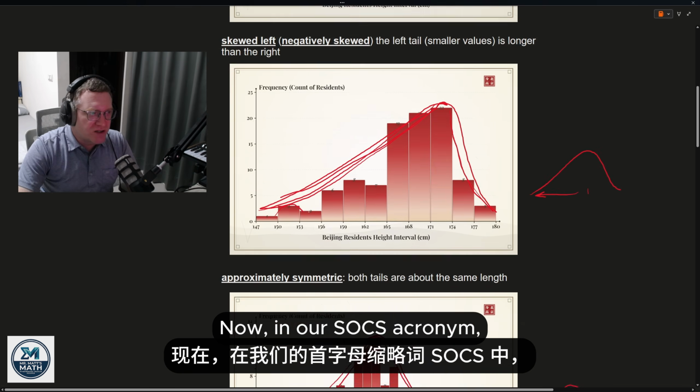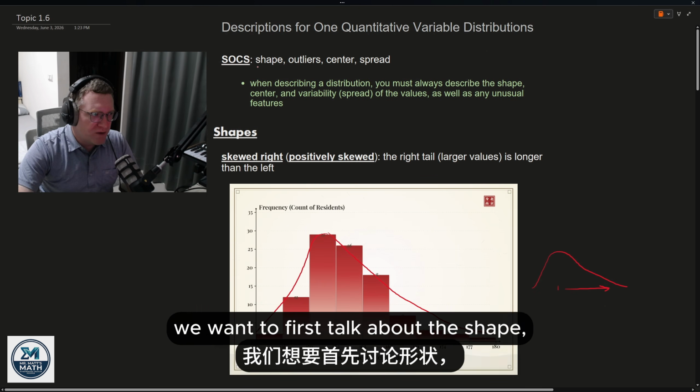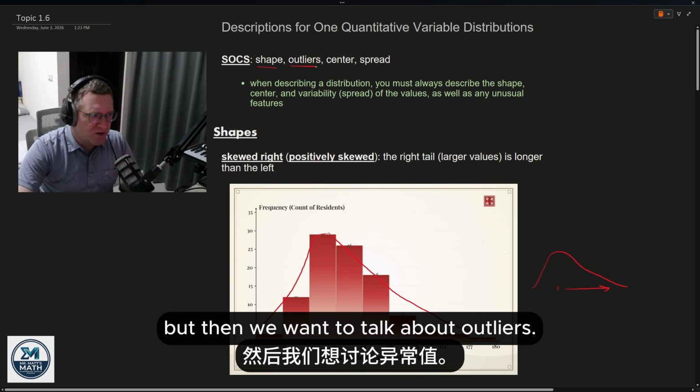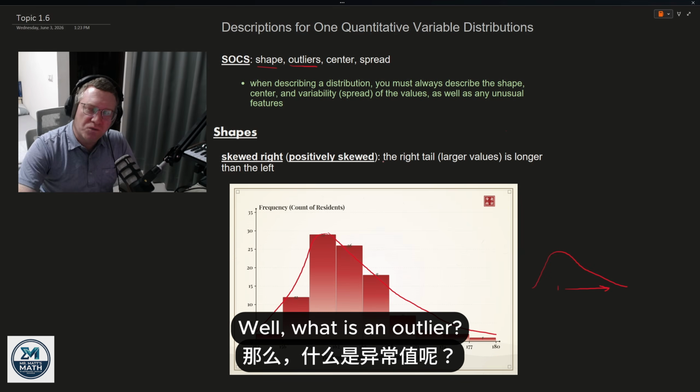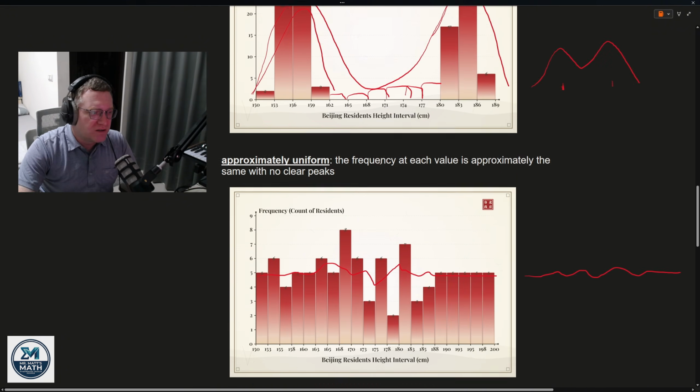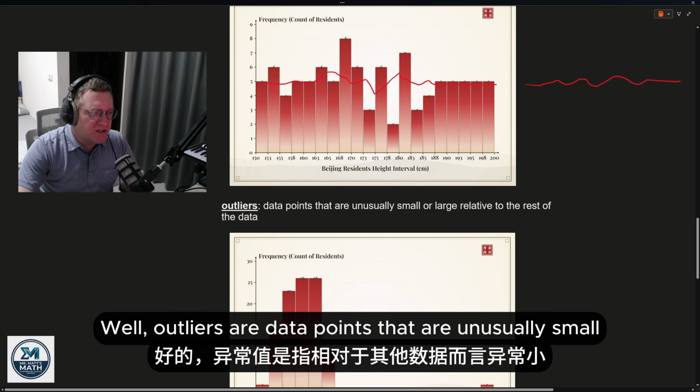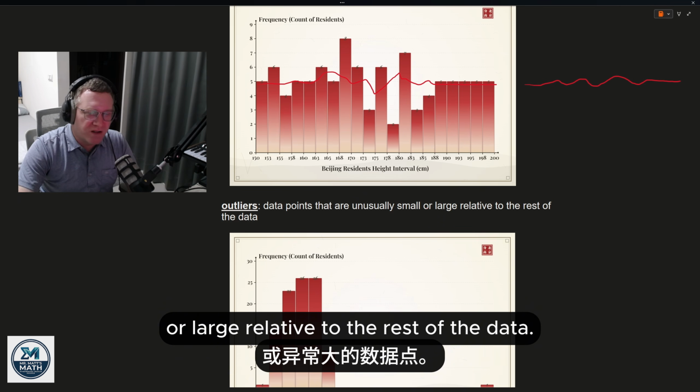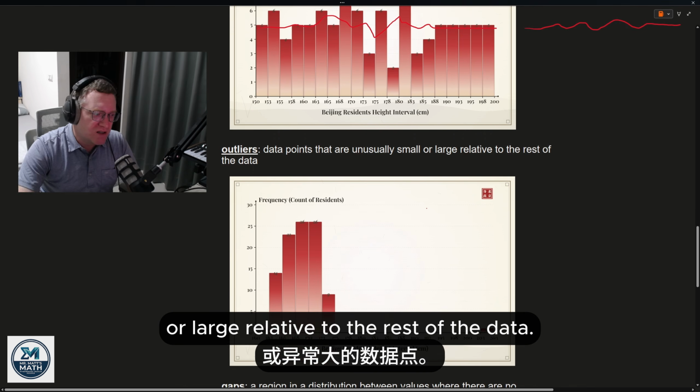Now, in our SOCS acronym, we want to first talk about the shape, but then we want to talk about outliers. Well, what is an outlier? Outliers are data points that are unusually small or large relative to the rest of the data.